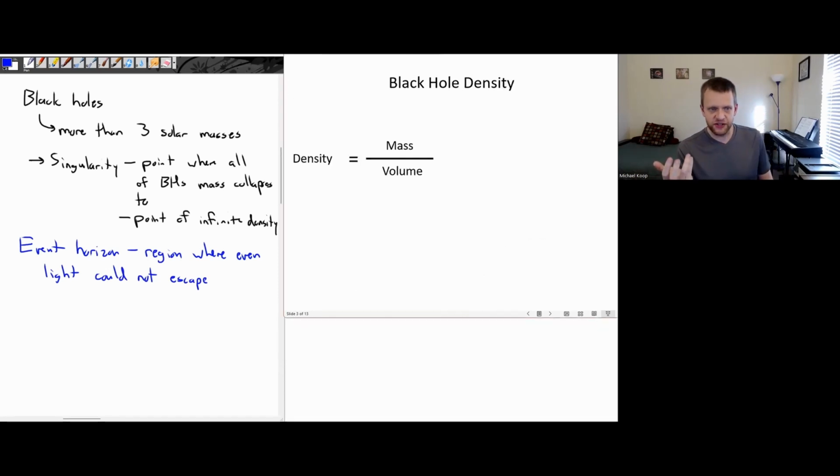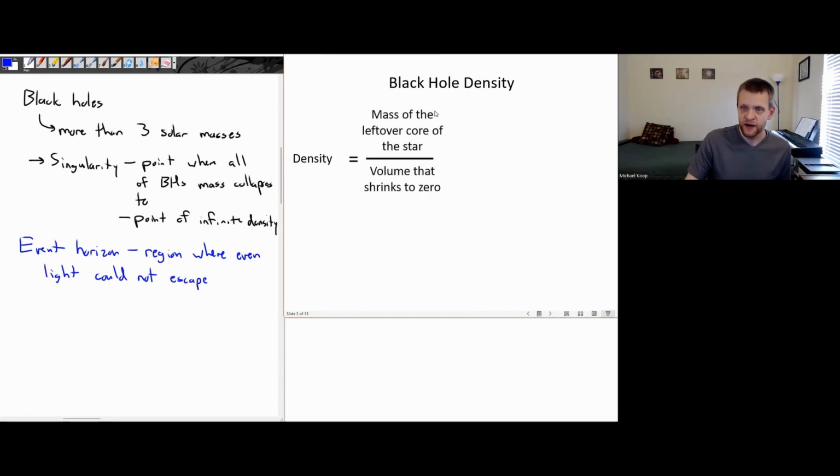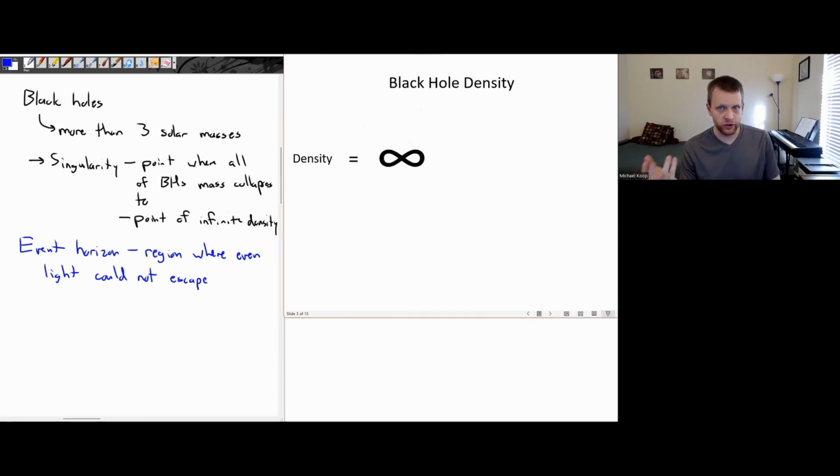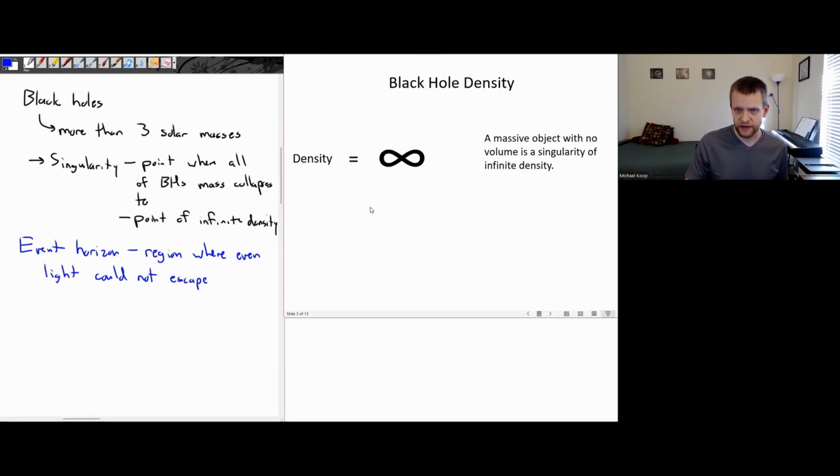And again, the density of this black hole, if we're talking about the singularity itself, we're saying all of the mass of this black hole has been compressed down into a point of zero size. So when we're talking about the density, we have the mass of the leftover core of the star that was collapsing, and anything that has fallen in since, divided by this volume that shrinks to zero. And that's why this density, again, in the classical picture, goes to infinity. Not because the mass of the black hole is super, super large, but because that material has actually collapsed down to zero size. So a massive object with no volume is a singularity of infinite density.